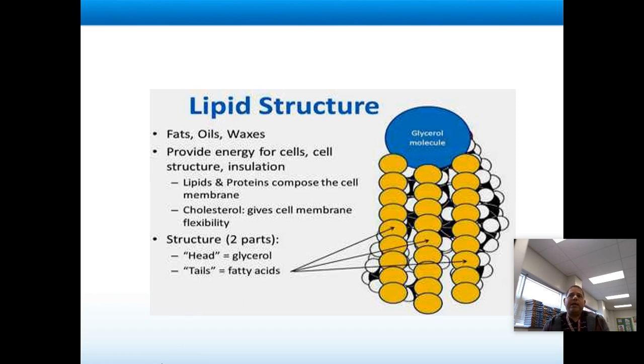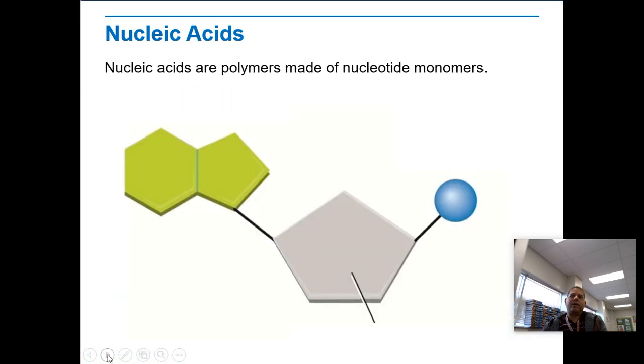Lipids also make up cell membranes. They give cell membranes their flexibility. And if you remember from eighth grade, cell membranes are also important to cells because they regulate what goes into the cell as well as protect the cell from damage from any outside sources.